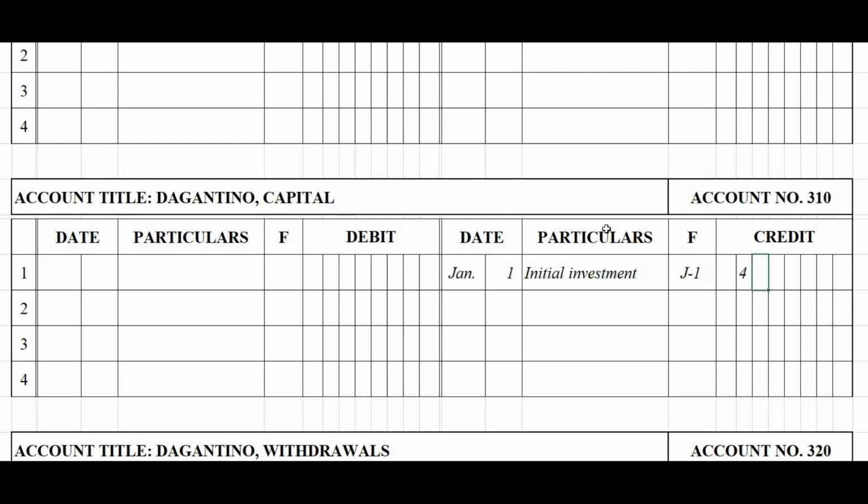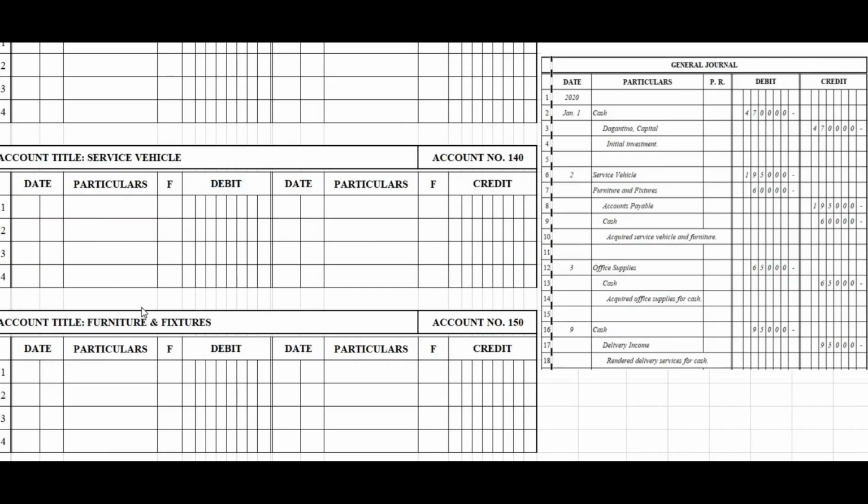So, you have 470,000. So, simple as that na. Yung posting actually is the easiest part in the accounting cycle, because what you have to do is just transfer what you have recorded in the journal to the ledger. I made some adjustments para makita natin agad yung general journal na ginawa natin kanina.